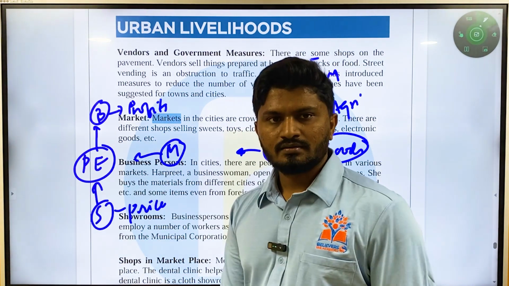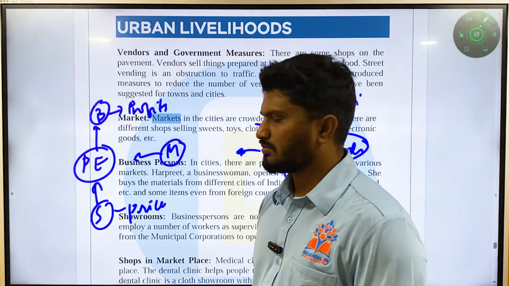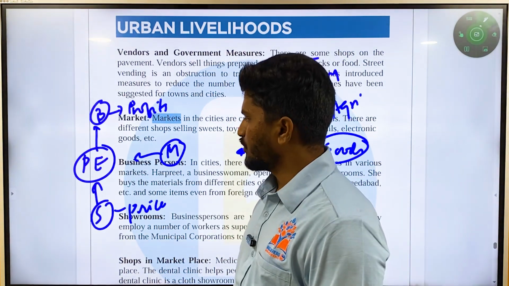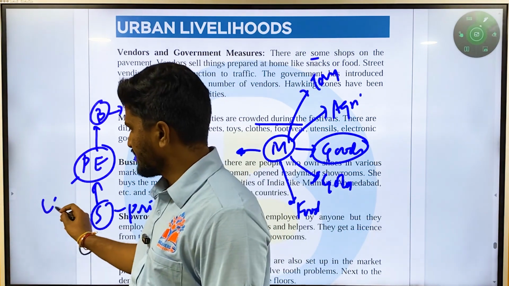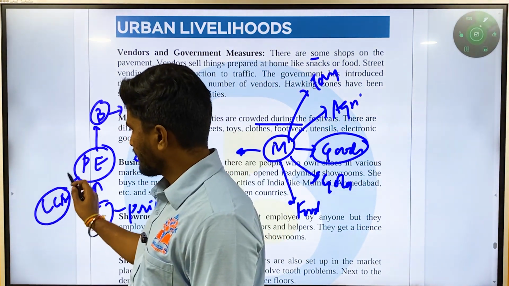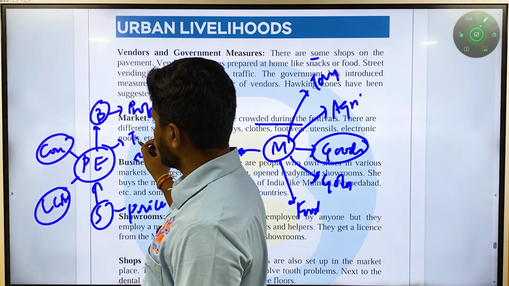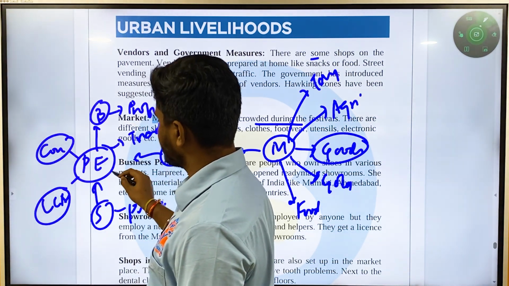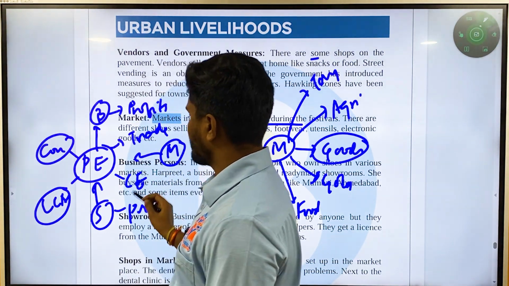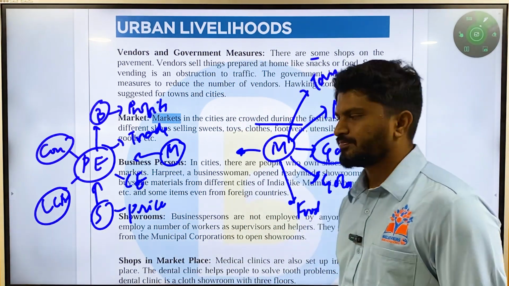Okay, this is like a normal market, and then there are other people who are involved here, such as license commission agents, and there are also consumers, and there are also traders, and there are also corporate entities. All this comes into the picture at a later stage.